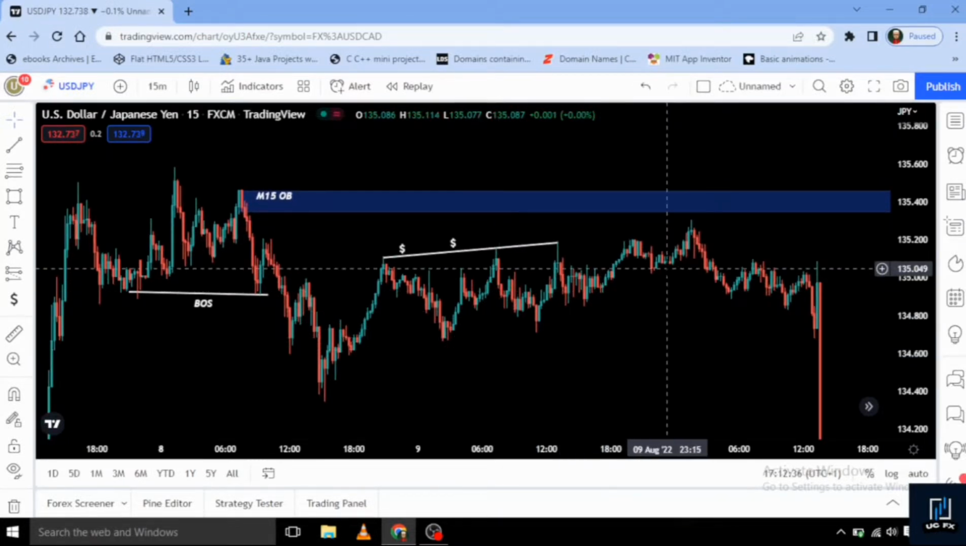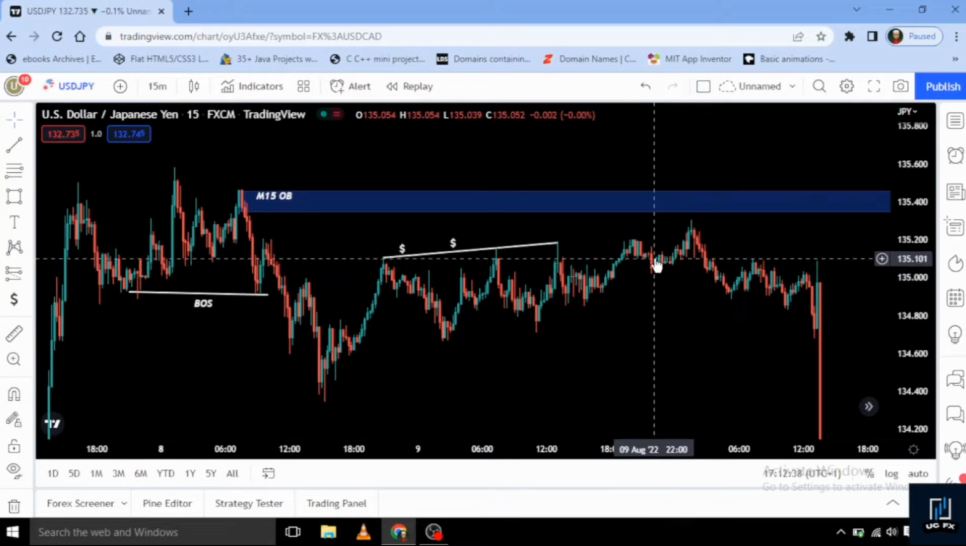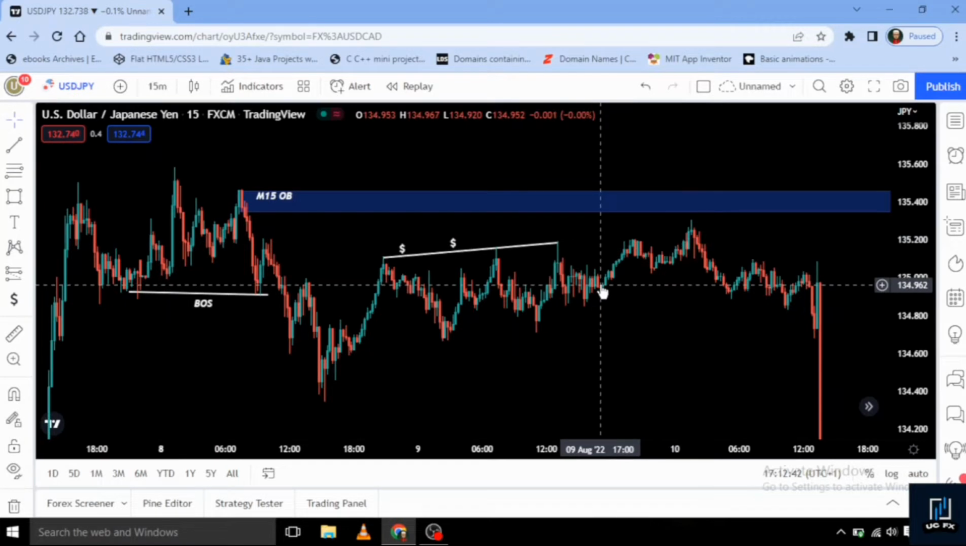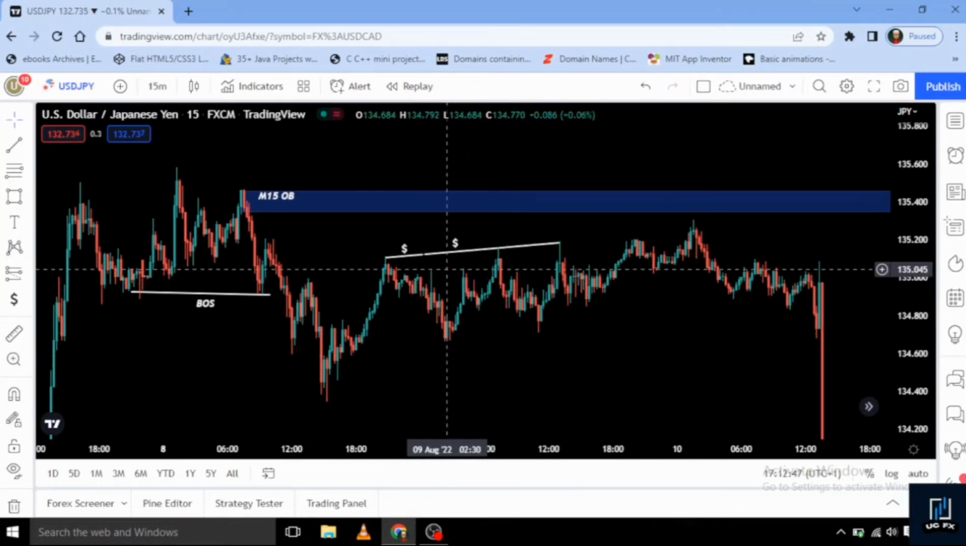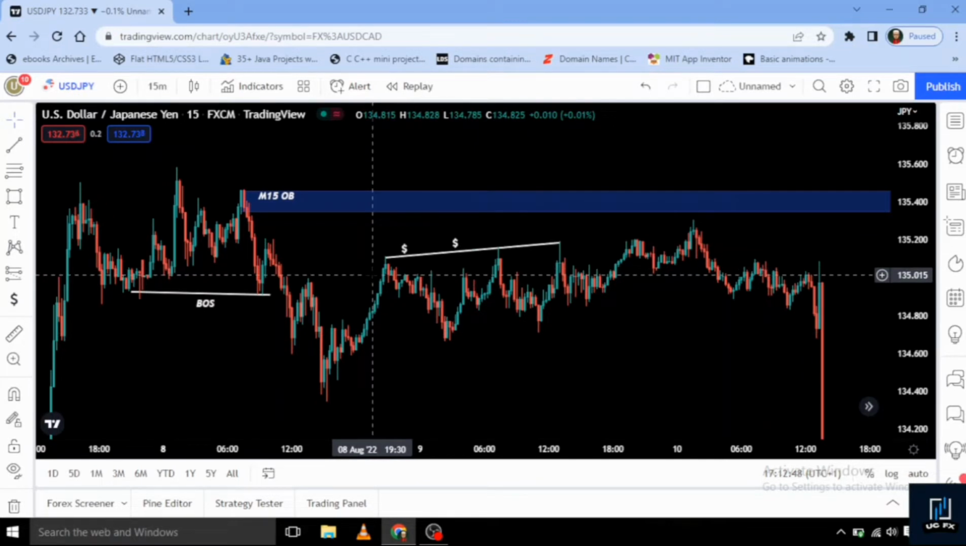Then after that, you can as well go down to the M5 time frame to refine more on this. Okay, I will do that as well so that you can learn how to get a tighter stop loss.